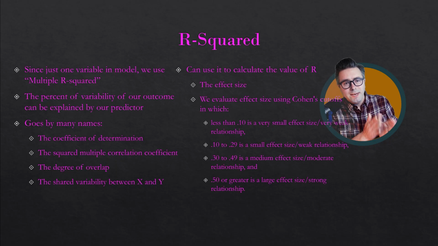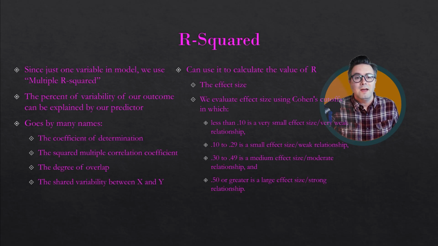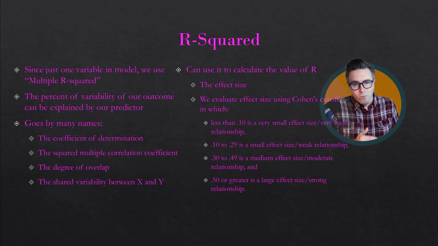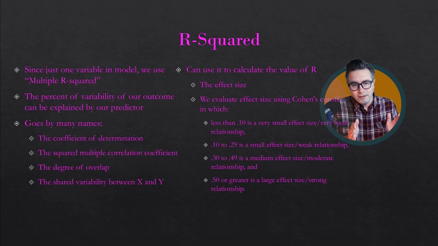Now we're given R squared, and we can figure out what R is based upon the data, and that helps us with determining what's known as the effect size. We'll talk about effect size for other things later on. But anyways, we evaluate the effect size using Cohen's cutoffs, and this is in the reading as well. So we say that an absolute value of less than 0.1 is a very small effect size, very weak. In between 0.1 and 0.2, and once again, all of these are absolute values.